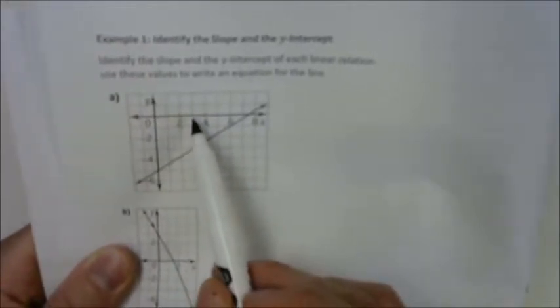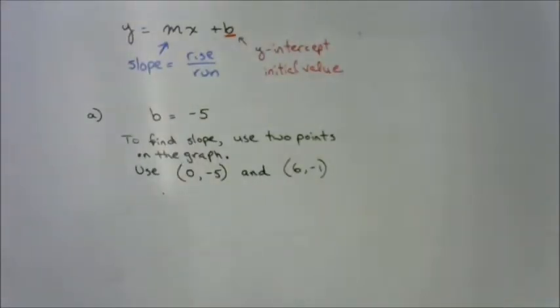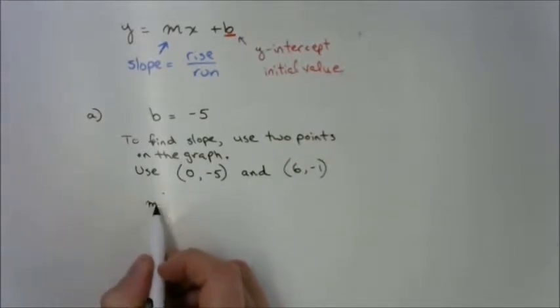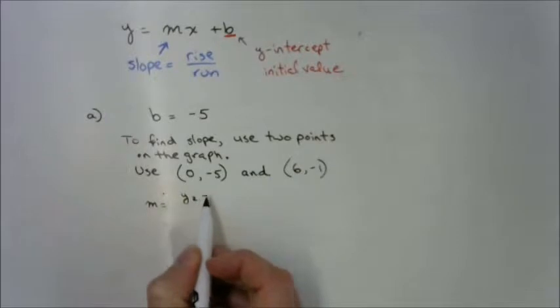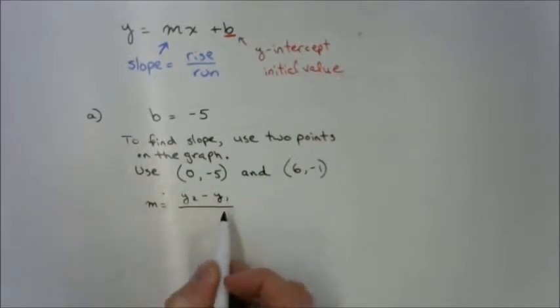Yeah. 3, -3 we could have chosen. Okay? All right, well, now that we have 2 points, how do I calculate my slope? M equals y2 minus y1 over x2 minus x1.